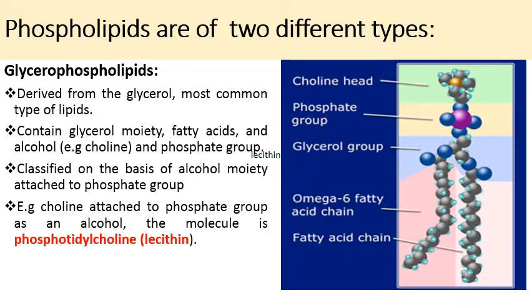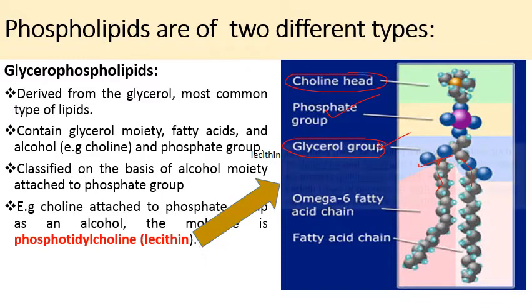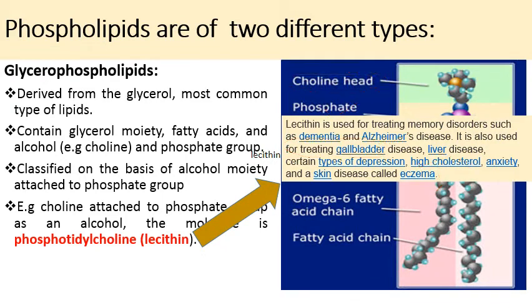So this is the chemical structure of lecithin. It consists of a choline head which is attached to a phosphate group. This phosphate is attached to this glycerol, because glycerol contains a phosphate moiety. Then it contains two fatty acids which join to the glycerol group.